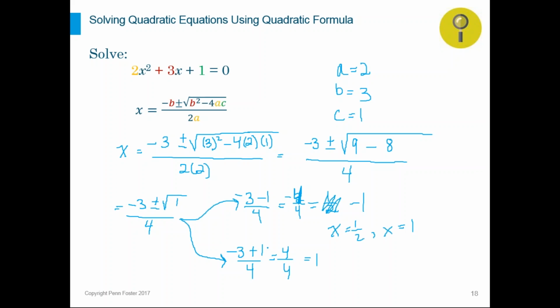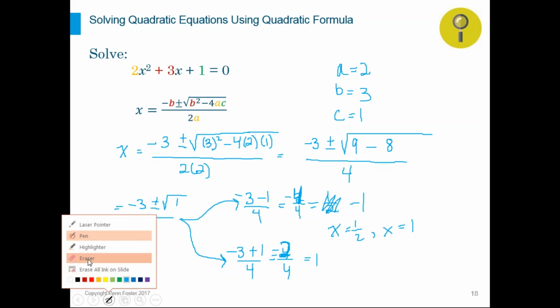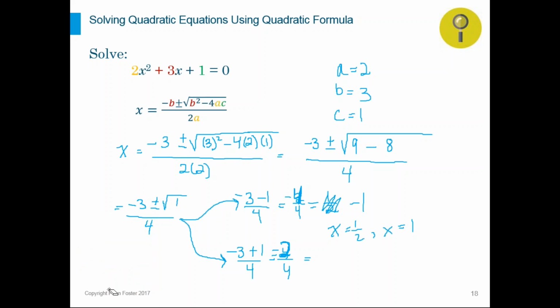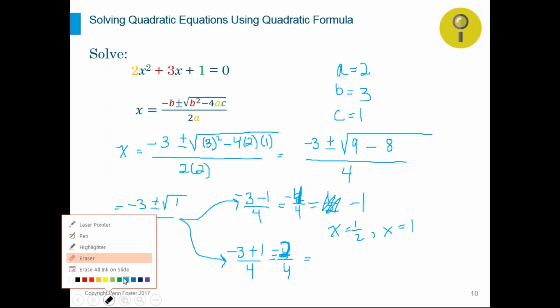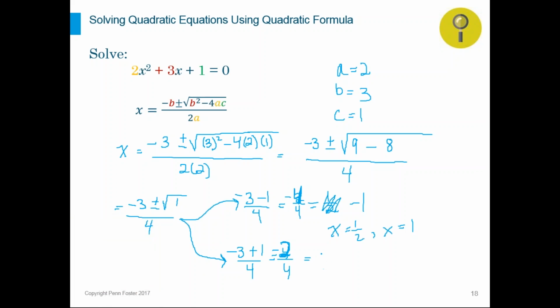Negative 3 plus 1 is a negative 2. So negative 2 over 4 is a negative half. You feel good when your teacher makes some errors there. So it's negative 2 over 4, it's going to be a negative half. So our answers are either negative half or negative 1. Those would be the options for x.